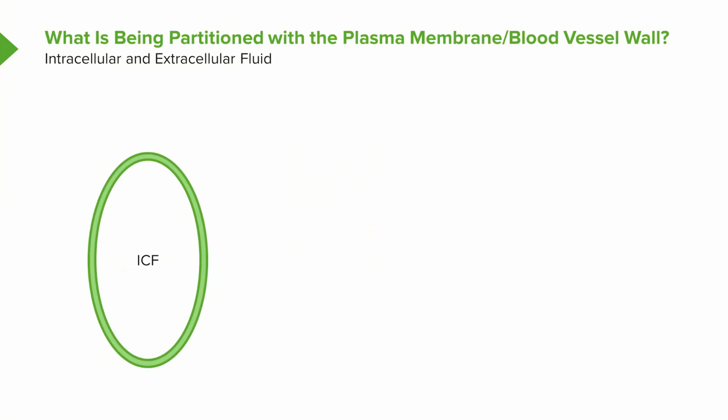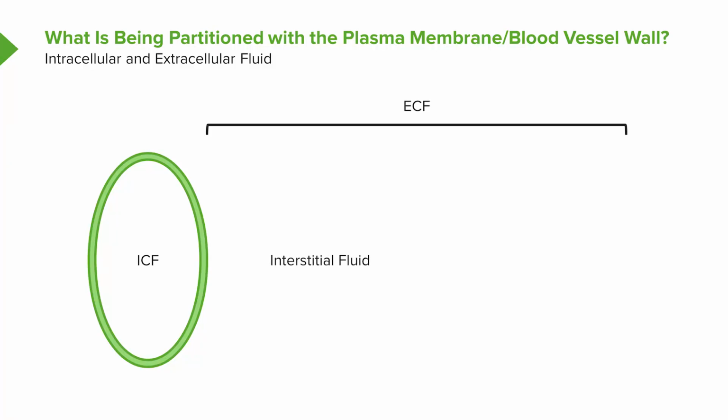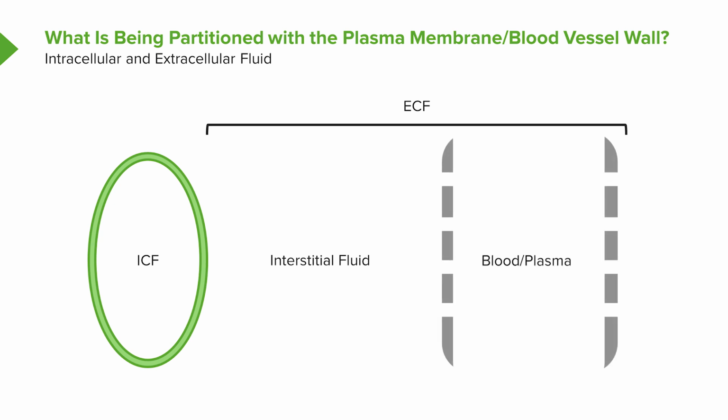Now, why are you partitioning some of these particular spaces? Well, one is that the fluid inside the cell is often very different than the fluid outside of the cell. We call the fluid within the cell intracellular fluid and the fluid outside the cell extracellular fluid. That extracellular fluid can be broken up into two different components. One is interstitial fluid and the second is what's in blood, or plasma.